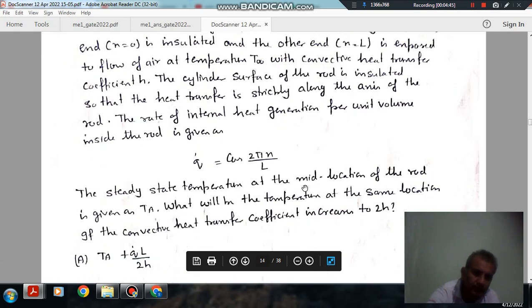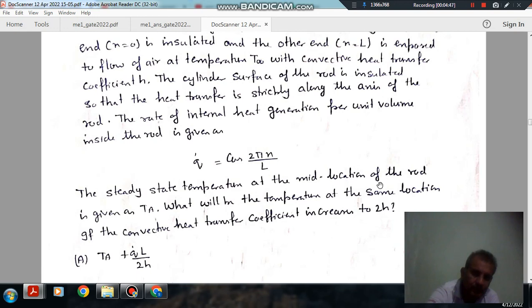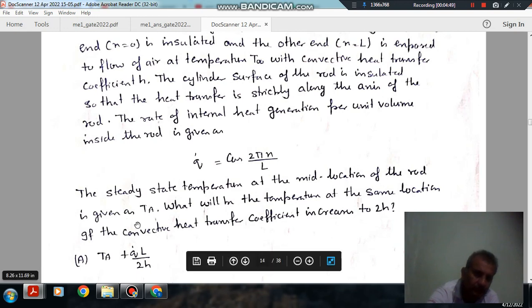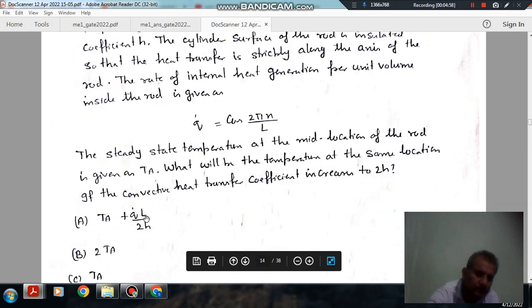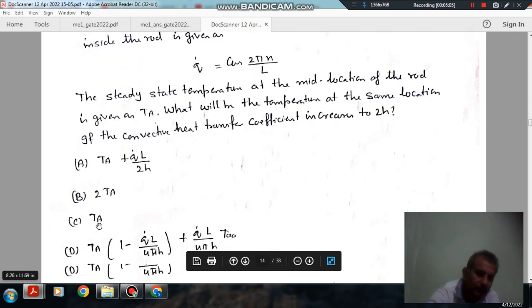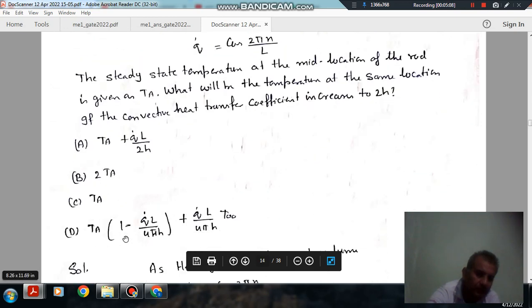The steady state temperature at the mid location of the rod is given as Ta. What will be the temperature at the same location if the convective heat transfer coefficient increases to 2H? Option A Ta plus Q dot L by 2H. Option B 2Ta. Option C Ta. Option D Ta into 1 minus Q dot L by 4 pi H, plus Q dot L by 4 pi H into T infinity.